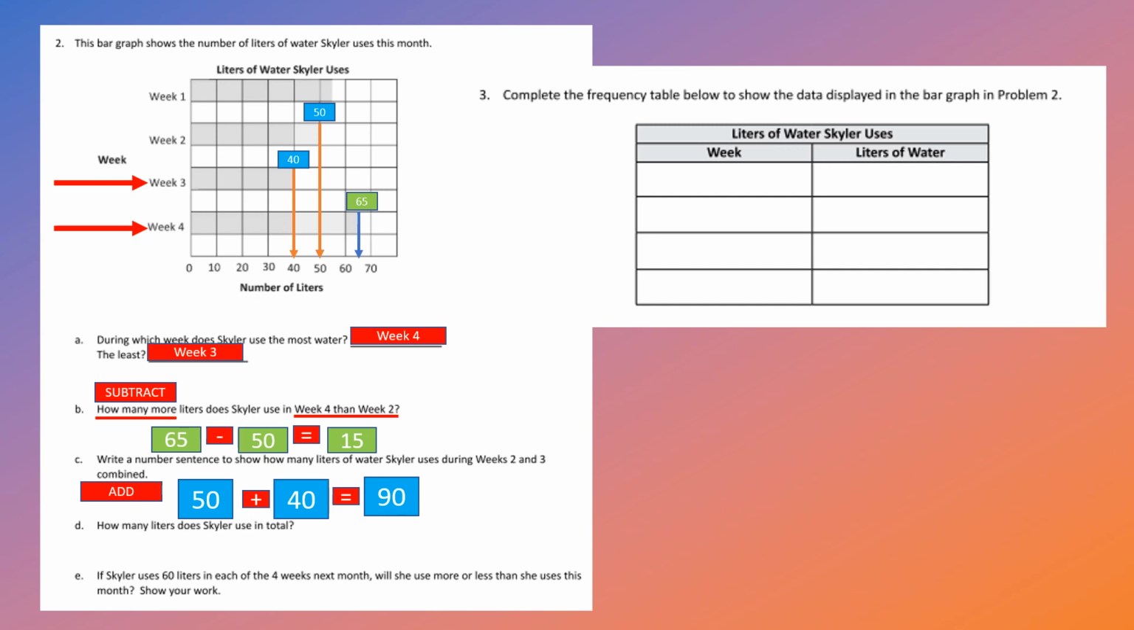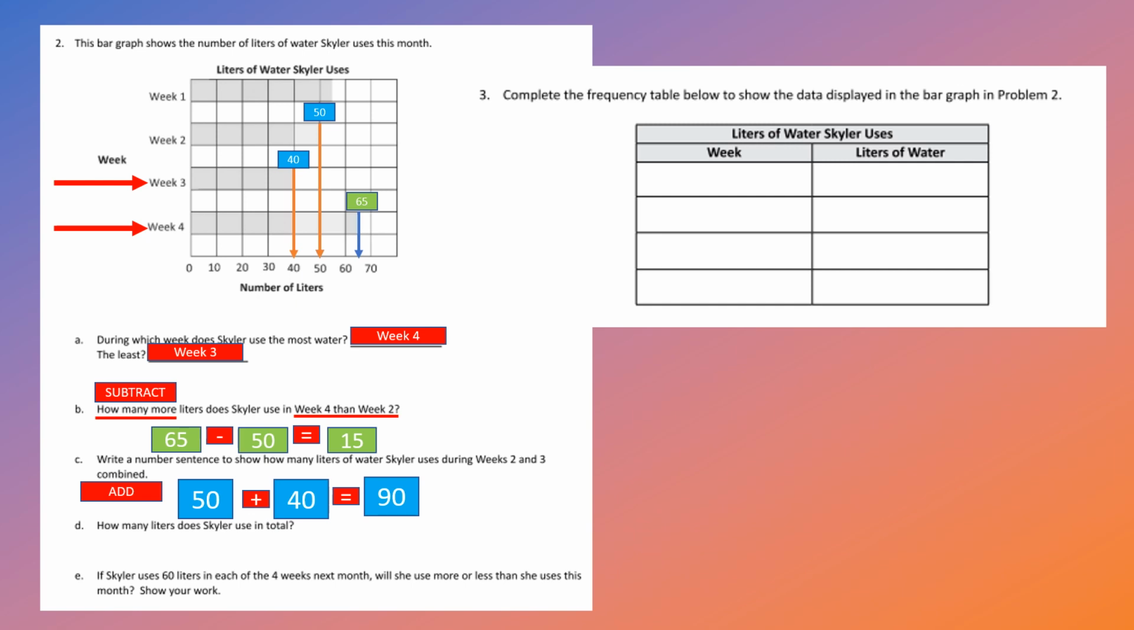Now let's move on to D. How many liters does Skylar use in total? That means all together. How many liters did she use in weeks 1, 2, 3, and 4 total, all together? So now we did already figure out week 2. We know week 3. We know week 4. We don't know week 1. So we need to find out how many liters of water she used in week 1.